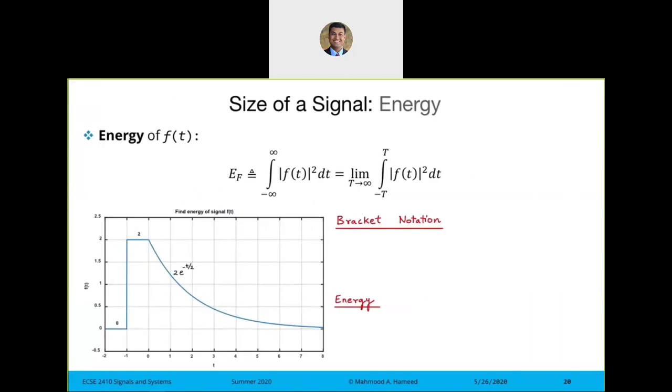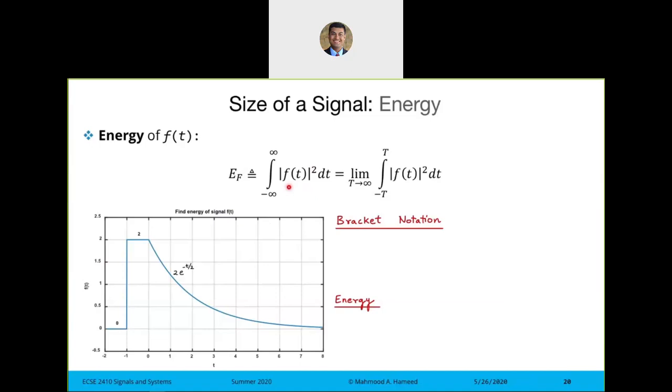Now let's come to the concept of size of the signal. How big is your signal? One way to find out the size of the signal is to compute its energy. You can also compute its power, but we'll first start with energy. Energy of a signal f of t is defined as the integral of the magnitude squared of that signal f of t.